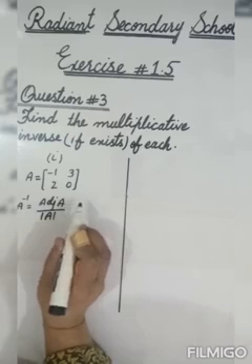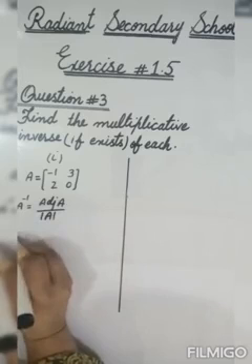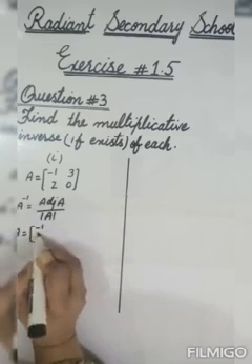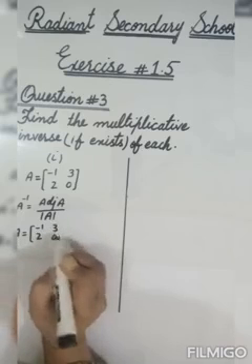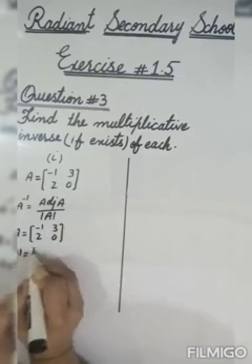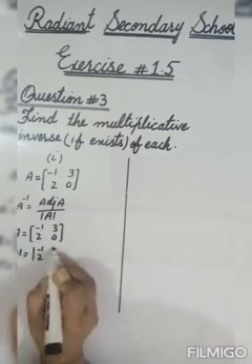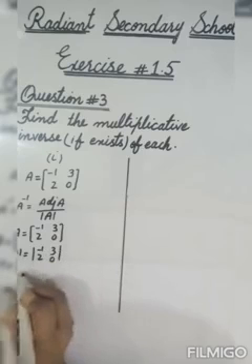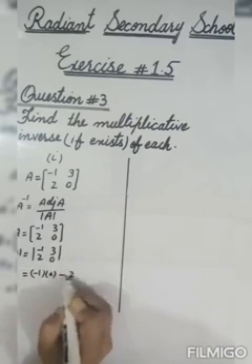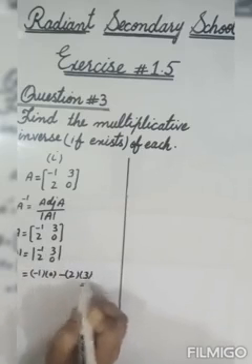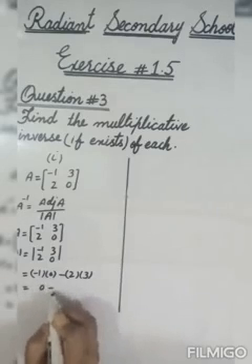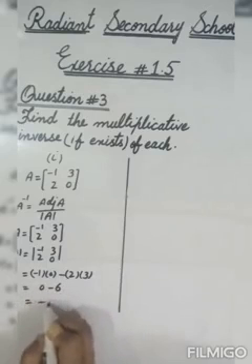For this, first of all we have to find out the determinant of A. I have A which is equal to minus 1, 2, 3, 0, and the determinant is equal to minus 1 into 0, minus 2 into 3. By solving, the answer is minus 1 into 0, minus 3 twos are 6. Answer is minus 6.